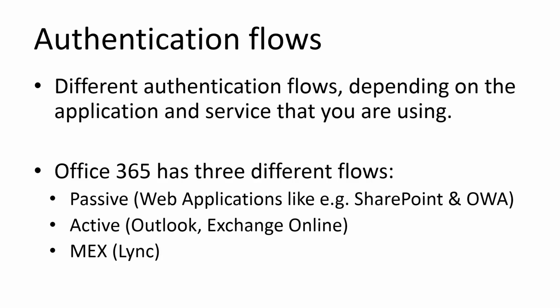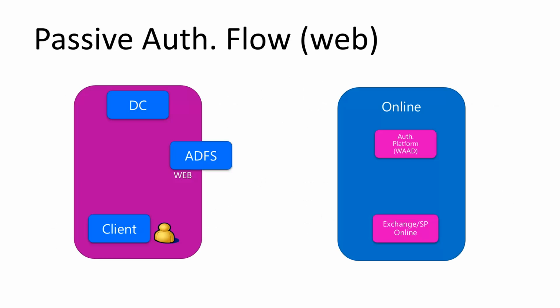It's not fully a rich client, but like Outlook, and thus Exchange Online. And then you've got the metadata exchange authentication flow, which is used for true rich clients like Lync. Each of them behaves similarly, but with a few nuances that you definitely need to be aware of, especially when troubleshooting. It might come in handy to know where your traffic is heading, so that you know what the next hop is where you need to take a look.